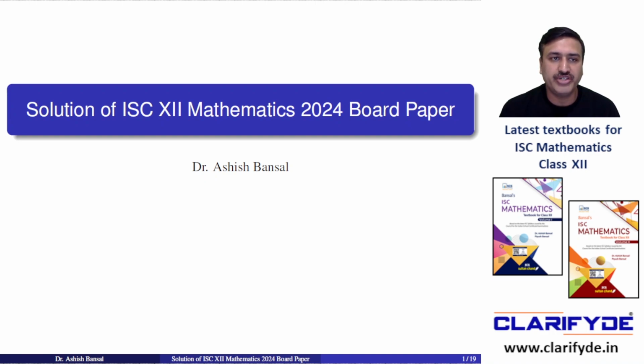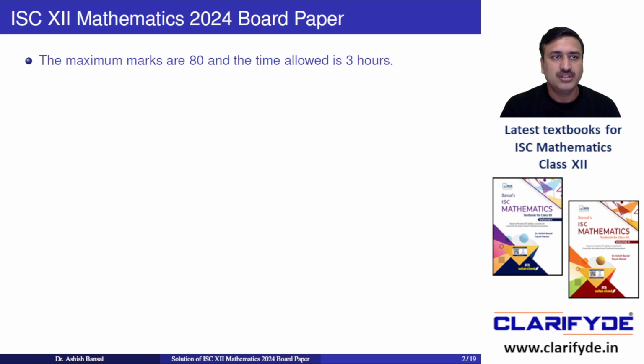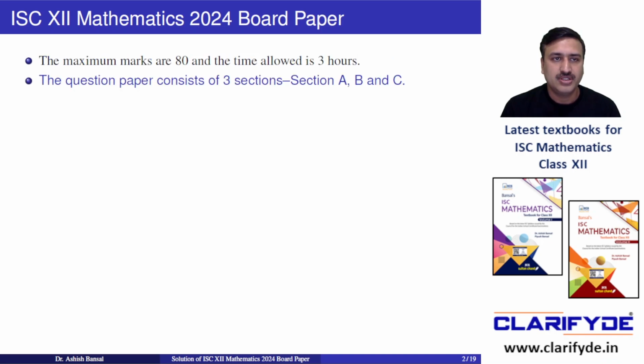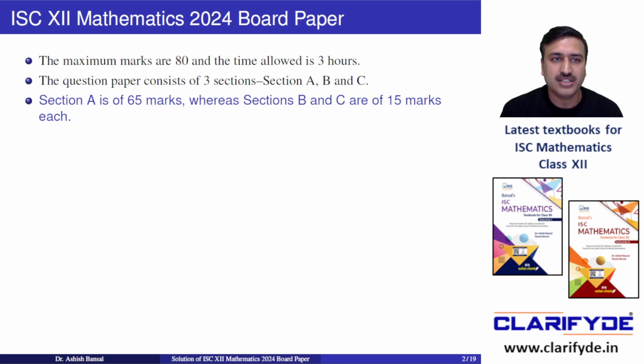In this series of videos, I shall discuss the complete solutions of ISC Class 12 Mathematics 2024 board paper. This question paper has maximum marks 80 and the time allowed is 3 hours. The question paper consists of 3 sections, section A, B and C. Section A is of 65 marks, whereas sections B and C are of 15 marks each.